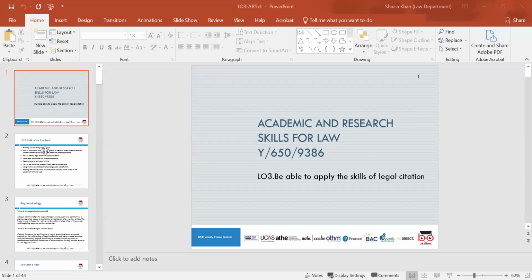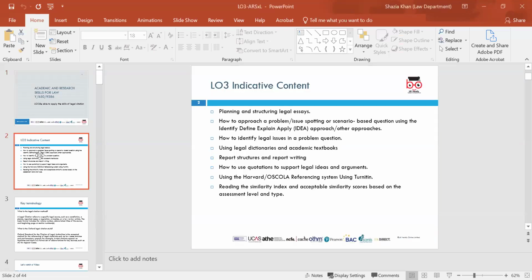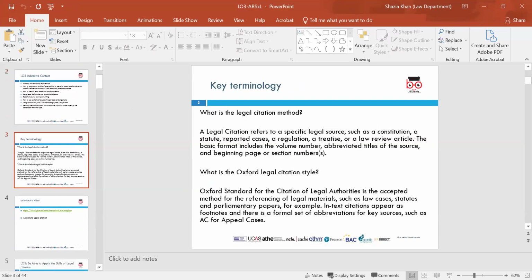So learning outcome 3 is to be able to apply the skills of legal citation. The indicative content for learning outcome 3 is to look at planning and structuring legal essays, how to approach problem, issue spotting or scenario-based questions using the identify, define, explain, apply, IDEA approach or other approaches, how to identify legal issues in a problem question, using legal dictionaries and academic textbooks, report structures and report writing, how to use quotations to support legal ideas and arguments, use the Harvard or Scholar referencing system, using Turnitin and reading the similarity index and acceptability index scores.